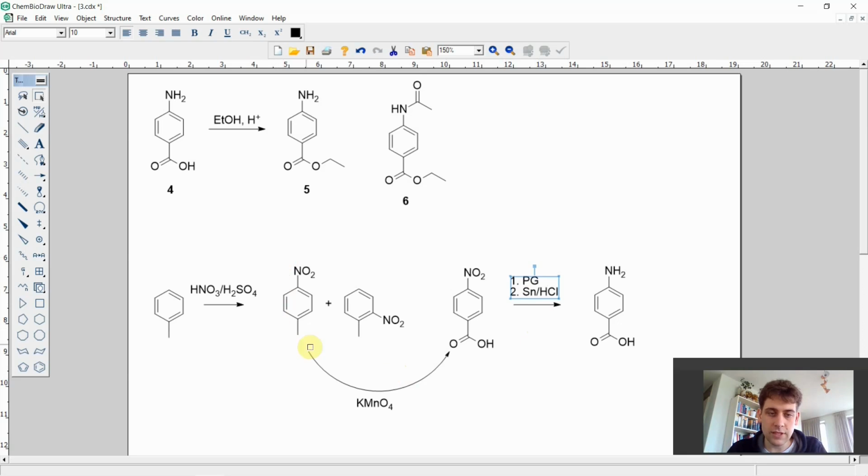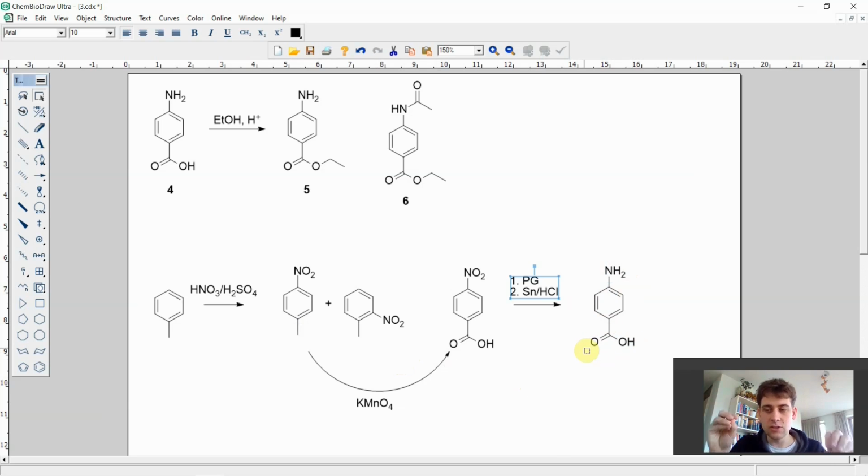First, reduce the nitro group to the amino group, and then protect the present amino group with a protection group, and then use, for example, potassium permanganate to oxidize our methyl group in the end. So the trick here, or what is a little bit tricky, is that we are having one quite reduced group here. So the amino group has a low oxidation state, and the carboxyl group has a high oxidation state.